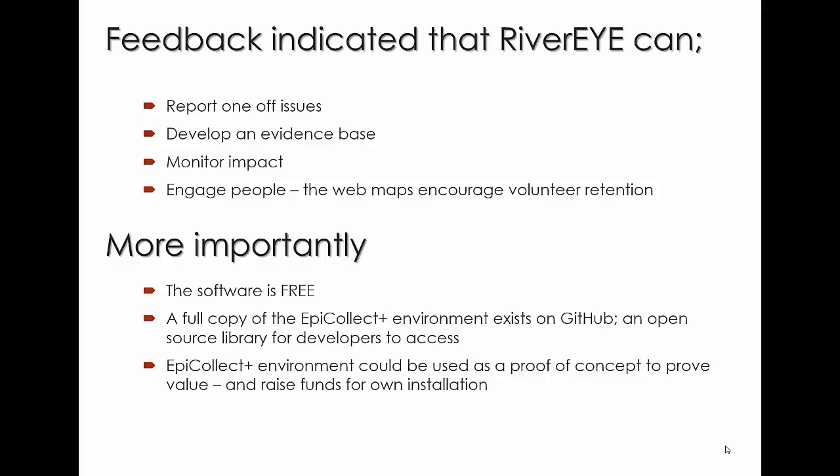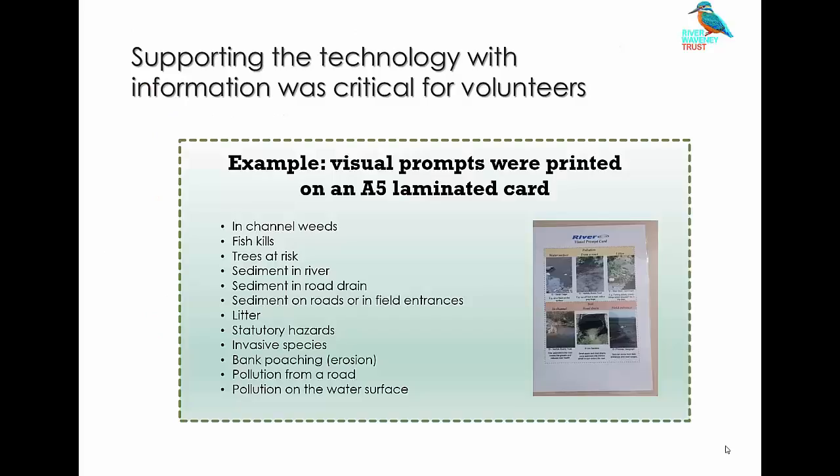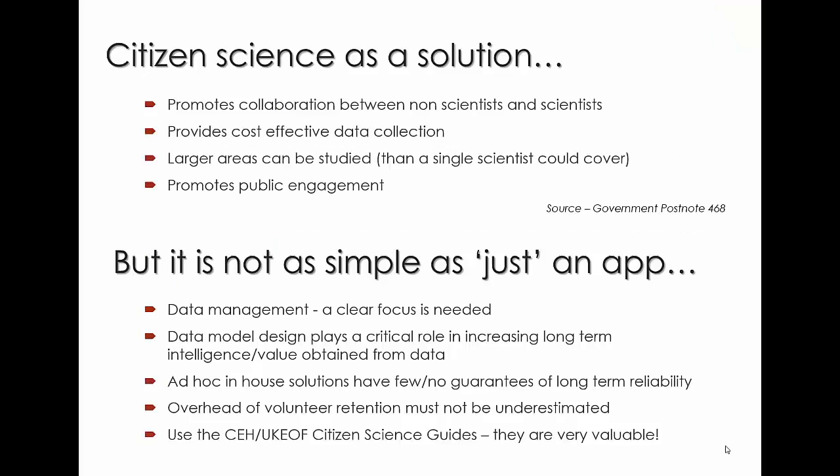Feedback showed that RiverEYE can do a number of things, and that the software, more importantly, is free and available on GitHub, an open source library for developers. We found supporting the technology with information was critical for volunteers. And that citizen science as a solution is a very valid option, but it's not as simple as just an app. Clear focus is needed, and data model design plays a critical role.